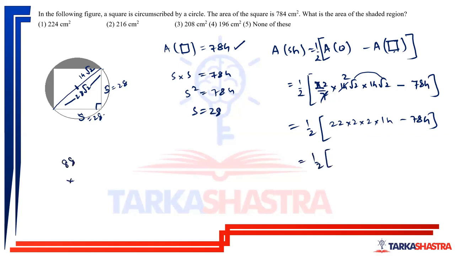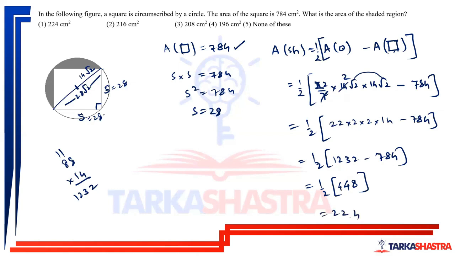We have to do 88 into 14. 14 8s are 112, so it is 1232. 1232 minus 784, half of this: half of 8 is 4, and half of this is 224. So area of the shaded region will be 224 centimeters square.